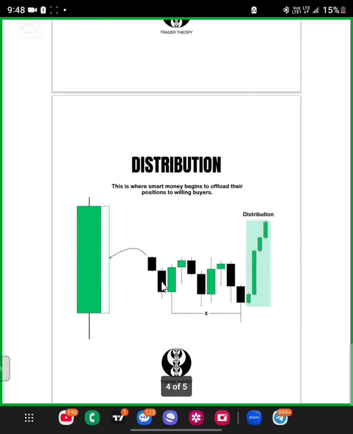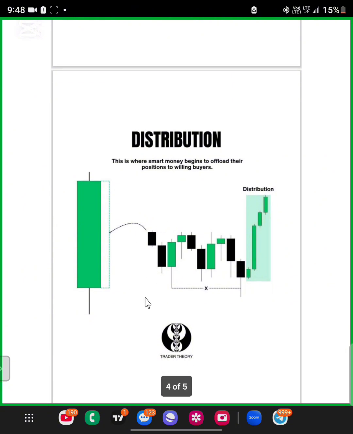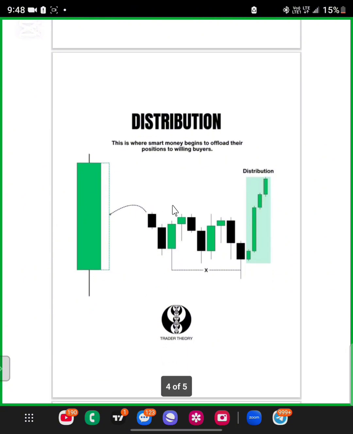Now, this is the distribution phase. Look at it very clearly. We have the accumulation at this side. This very candle, this black candle, did the manipulation, taking out early buyers. And what happened? Market starts buying. Remember, if the trend is bullish, it will always fall to the downside, taking out the early buyers to serve as what? Liquidity to the market.